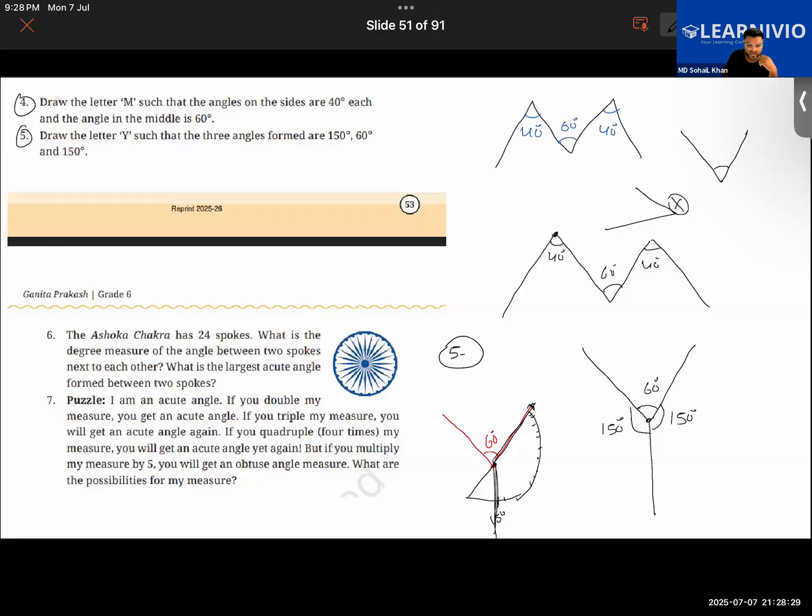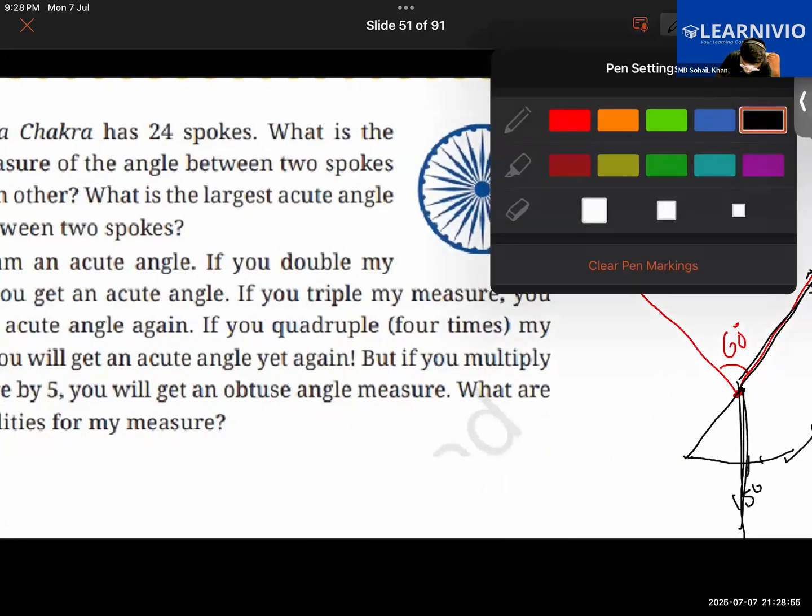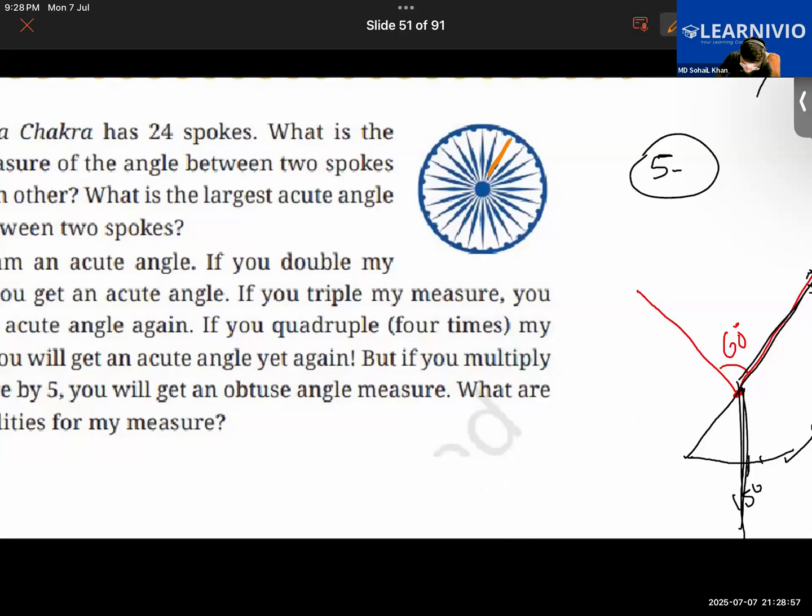Guys, question number 6 is saying that you all have seen the Ashoka chakra on the Indian flag, right? It was taken from the Ashoka pillar, by the way. Its inspiration is basically the Ashoka pillar. So there are a total of 24 spokes in it. So the question is asking what is the degree measure of the angle between two spokes here? Like this spoke and this spoke here, how much is the angle between these two spokes?